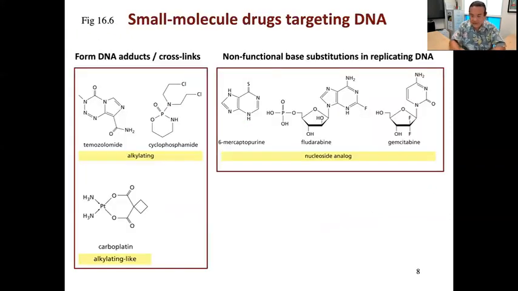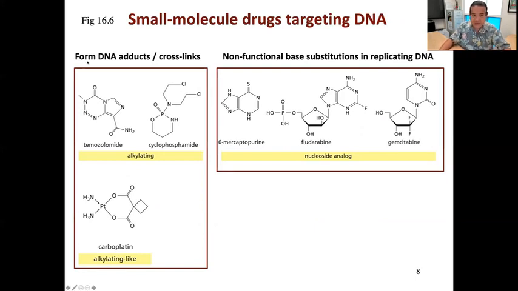Okay. Let's look at some examples of some classical chemotherapeutic agents. Okay. These are some examples here of small molecular drugs that target DNA, right, as the substrate to sort of act as anti-tumor effects.